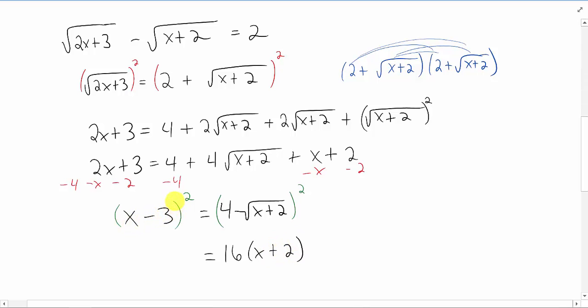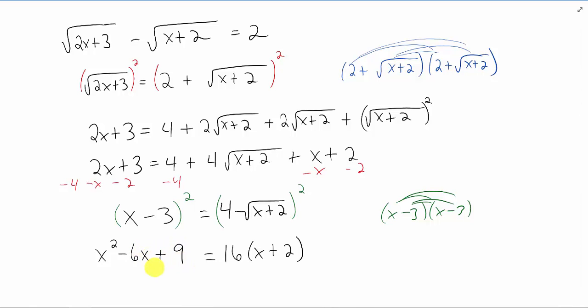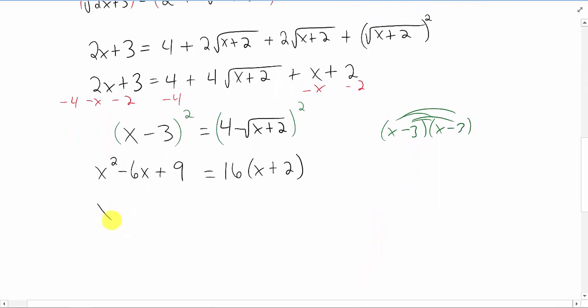And then this x minus 3 quantity squared is something you have to FOIL out again. So we're going to FOIL that thing out and get x squared. If we combine like terms, we're going to get a minus 6x and a plus 9. Okay, now what we have is a quadratic. I'm going to give us a little bit of room. I'm going to distribute the 16 on the right side.